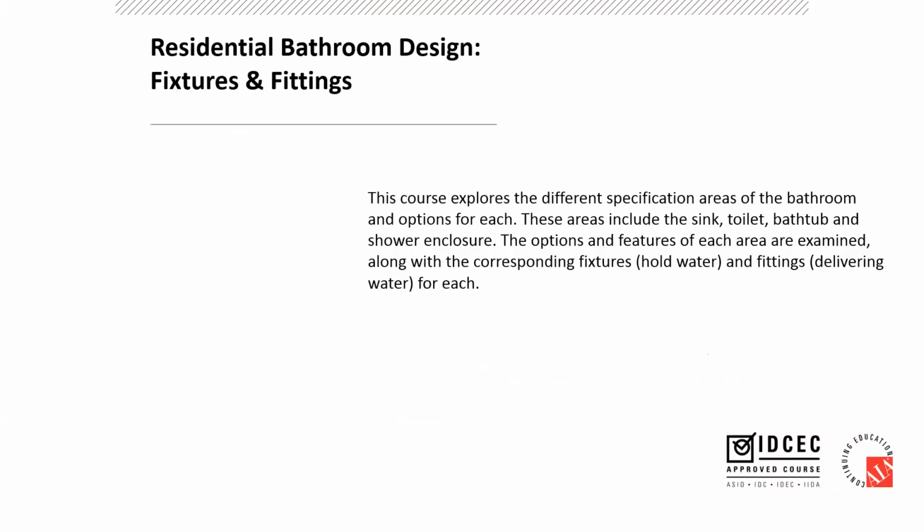Here is our outline for today, basically talking about what we are going to look at. We are going to explore the different specification areas for the bathroom, that's what we call them, and the options for each of those. Those will include your basic areas of the sink, toilet, bathtub, and shower enclosures. And we're going to look at the corresponding fixtures, which are items that hold water or more furniture type pieces, and fittings for delivering water.